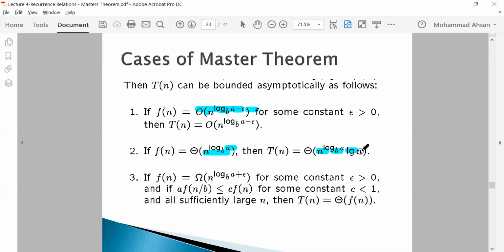And the third case is if f(n) is omega. In this case, the difference is you do a plus epsilon. If f(n) is omega of n, first of all, you find log a to the base b, then raise n to the power of this, and then you decide for some epsilon value greater than 0. Now there is an additional condition in case of the third case here.